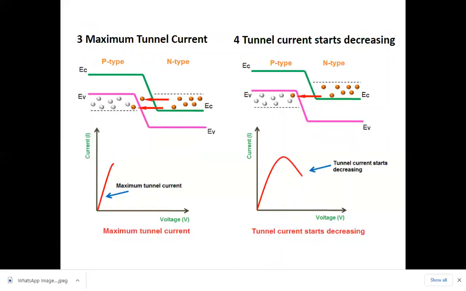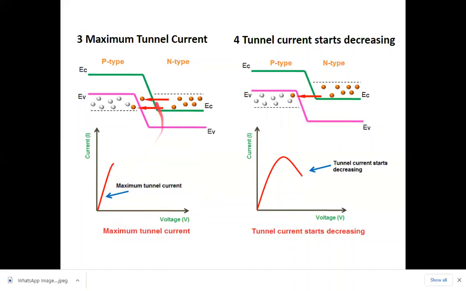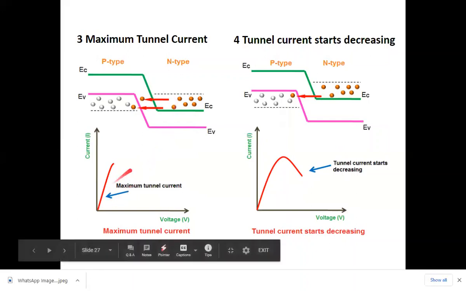The third step is applied voltage is slightly increased. When the voltage applied to the tunnel diode is increased slightly, a large number of free electrons at N side and holes at P side are generated. Because of the increase in voltage, the overlapping of conduction band and valence band is increased. So the energy level of an N-side conduction band becomes exactly equal to the energy level of a P-side valence band. As a result, maximum tunnel current flows.